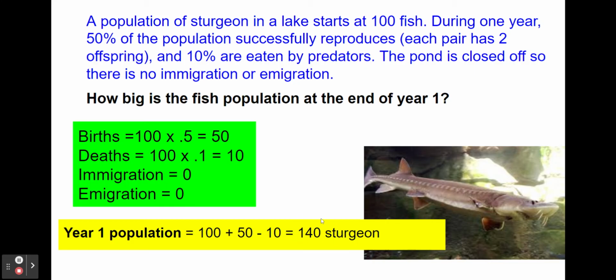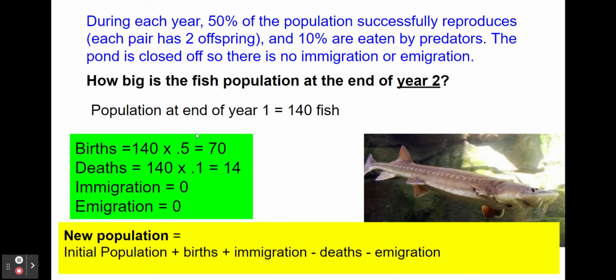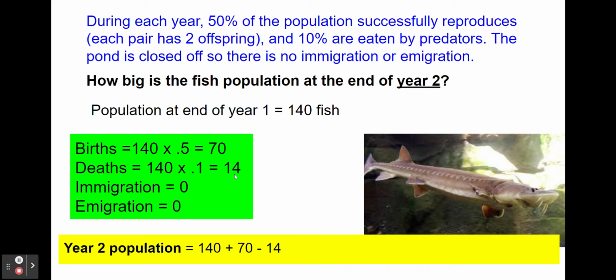Follow-up question: if we end year 1 with 140 sturgeon fish, how big is the fish population at the end of year 2? Same conditions, 50% successfully reproduce, 10% are eaten by predators. But now we're looking at year 2. Remember, the population at the end of year 1 was 140 fish, so now this is our new initial population. We plug it in. Our births are 140 times 0.5, or 50%, so we have 70 births. Our deaths are 140 times 10%, or 0.1, so we have 14 deaths. Our year 2 population equals initial 140 plus our births 70 minus our deaths 14. The final population is 196 sturgeon at the end of year 2.